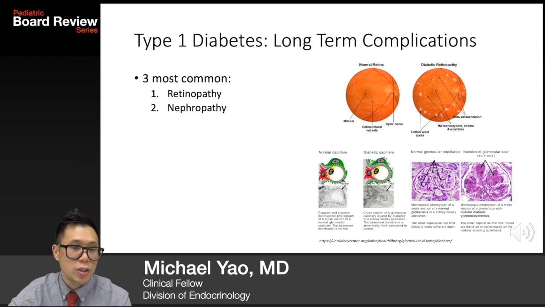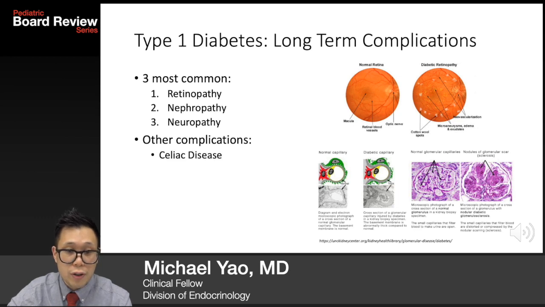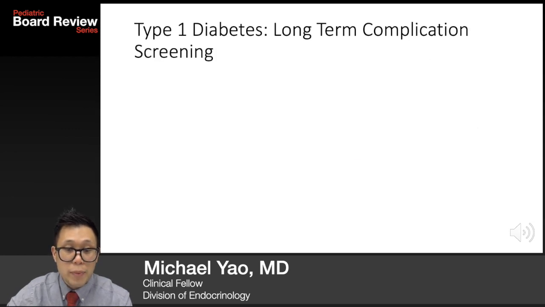The second most common long-term complication is nephropathy. Here is an electron micrograph of a cross-section of a glomerular capillary. Note on the figure on the right that there's a thick basement membrane. Here is also another microscopic photograph of a normal glomerulus on the left, and then on the right a microscopic photograph of a glomerulus that has been distorted or compressed by some nodular scarring.